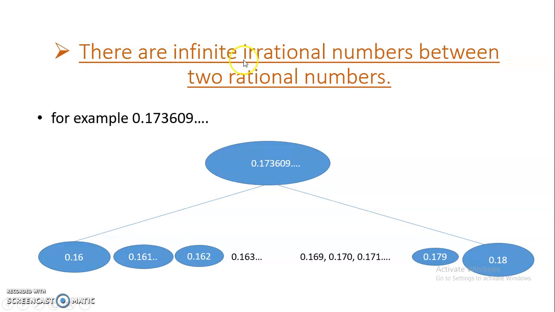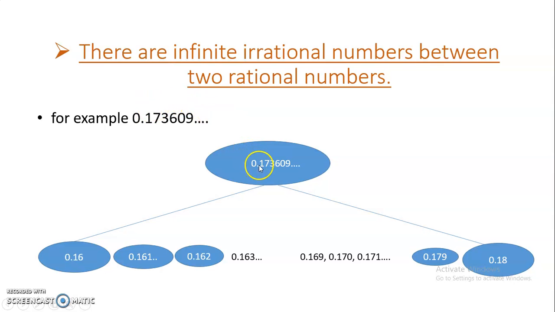Similarly, there are infinite irrational numbers between two rational numbers. Let's see how. For example, take an irrational number 0.173609... These numbers are not repeating. This is a non-repeating and non-terminating decimal, because there are dots also. So it is an irrational number.